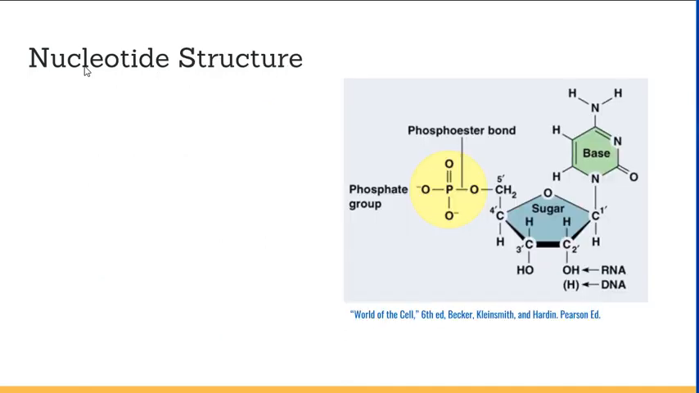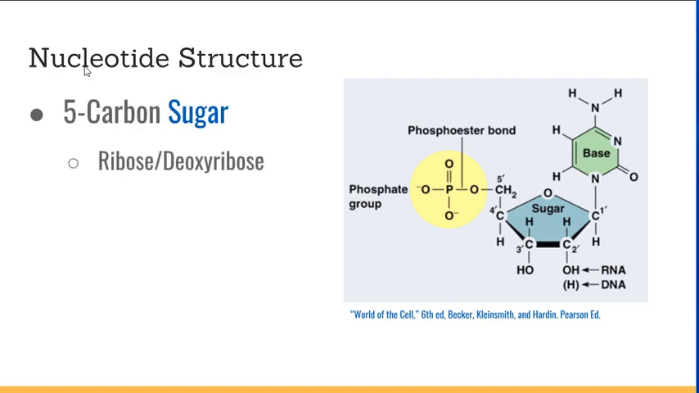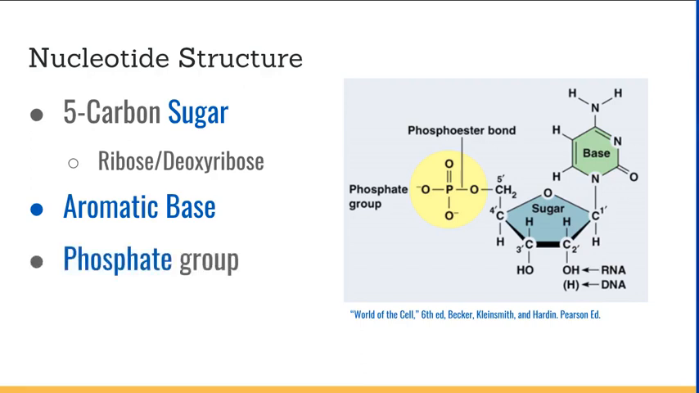Each nucleotide has three components to it. This includes a 5-carbon pentose sugar. The type of sugar determines the type of nucleic acid. Ribose is found in RNA, while deoxyribose is in DNA. A nucleotide also has an aromatic or ring base with nitrogen atoms. The third component is a phosphate group.